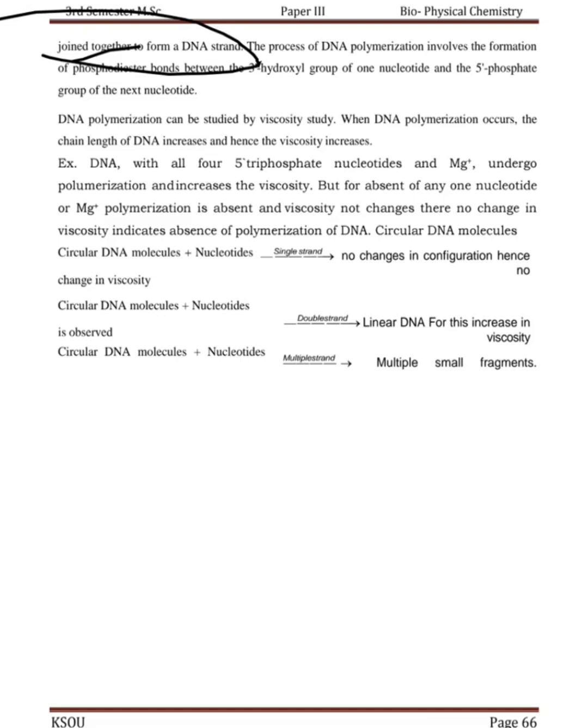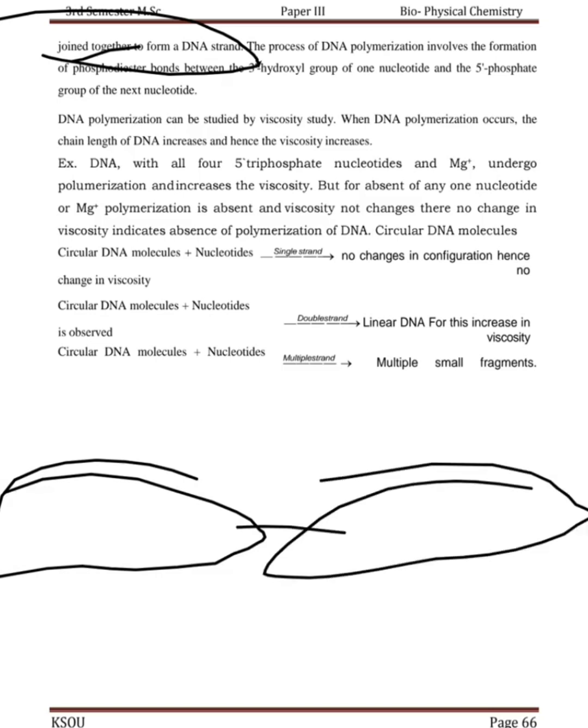DNA polymerization involves the formation of phosphodiester bonds between the 3' hydroxyl group of one nucleotide and another nucleotide. So one nucleotide molecule will be linked with another nucleotide with the formation of the bond. The phosphodiester bond will be formed. So this is DNA polymerization.